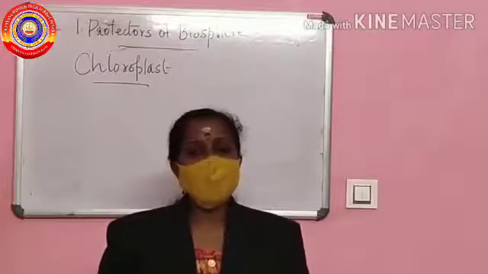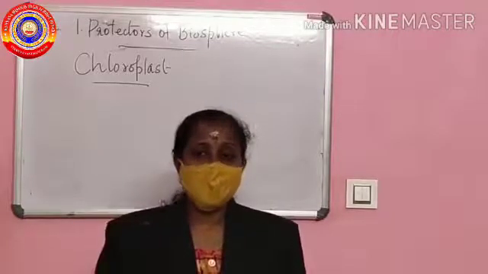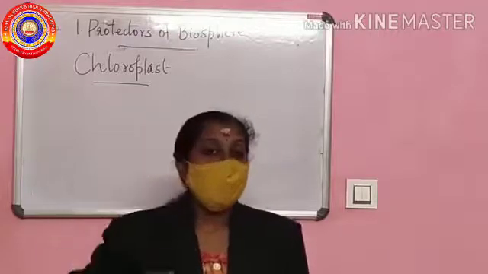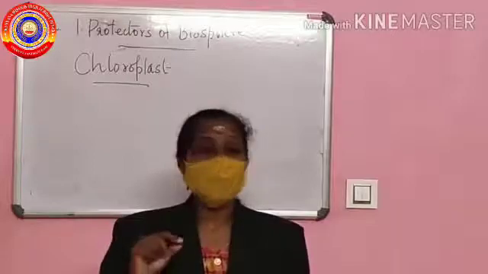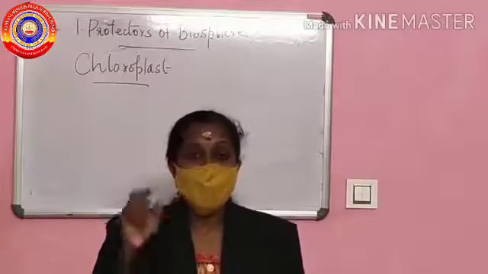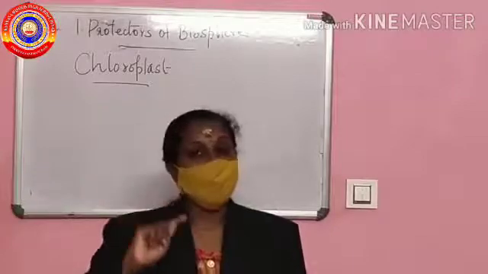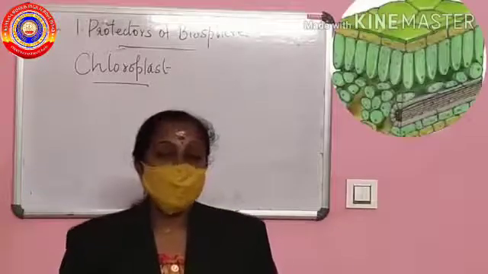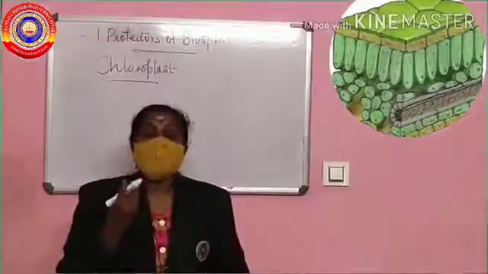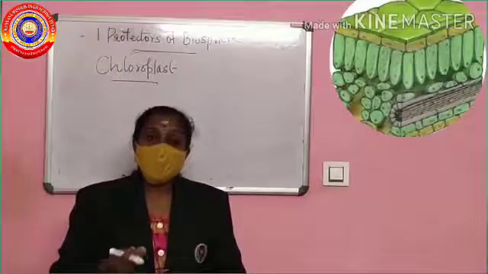And also we learned the structure of the leaf. The leaf contains structures such as upper epidermis, lower epidermis, and in the lower epidermis we can see the stomata. In between the upper epidermis and lower epidermis we can see the chloroplast. So today our topic is based on chloroplast. The chloroplast is a cell organelle.